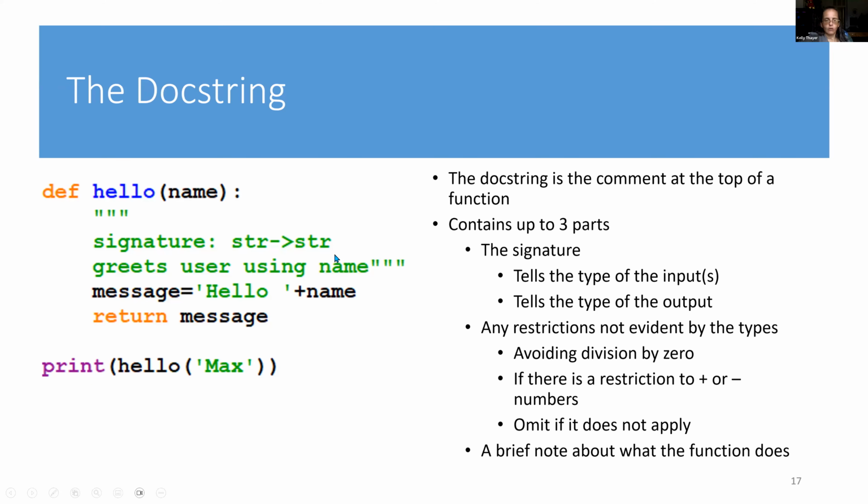And this is done using the doc string. So here's our doc string, right here in the triple quotes. The doc string is the comment at the top of a function. It contains up to 3 parts. The signature, which tells the types of the inputs and also the types of the outputs. Any restrictions not evident by the types should be mentioned, such as avoid division by 0 or restrictions on signs. Oftentimes this restriction is not really required, so you can just skip it if there's nothing there. And finally, there should be a brief note about what the function does.